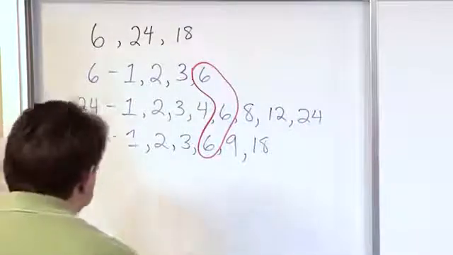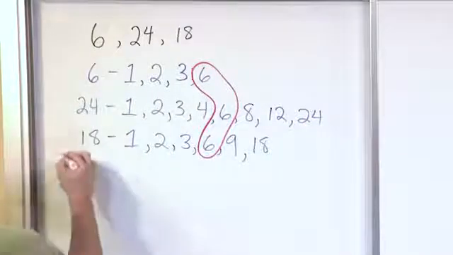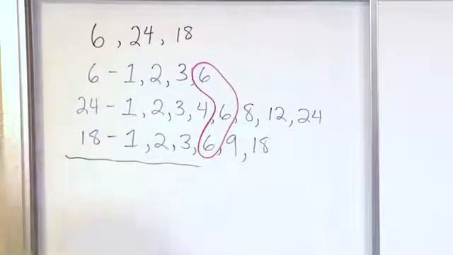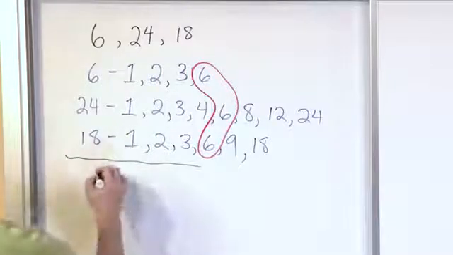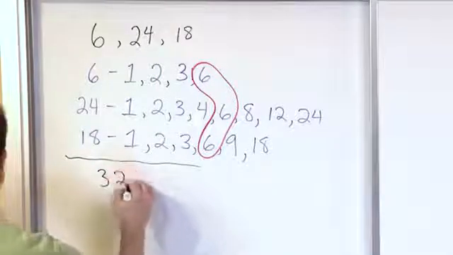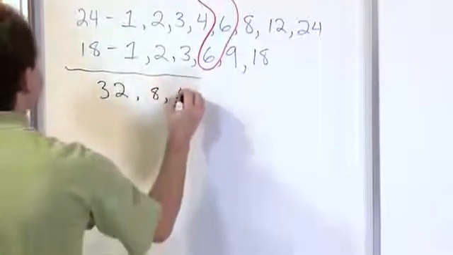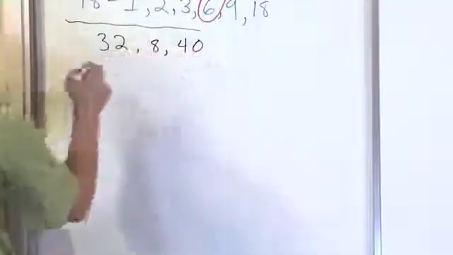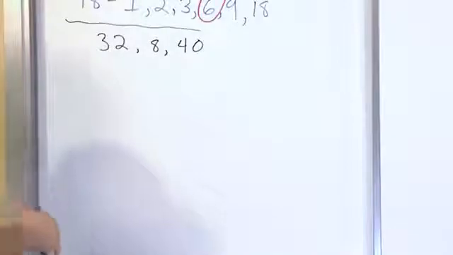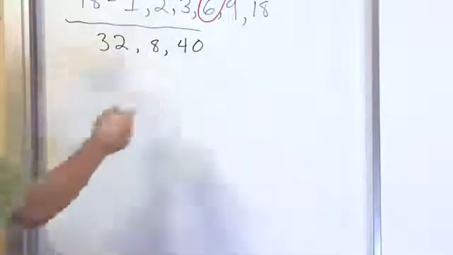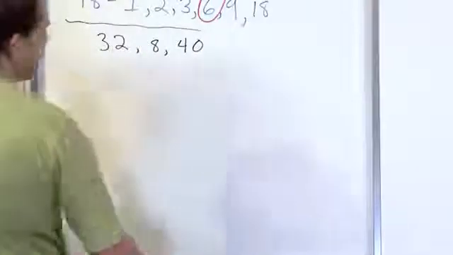Okay, the largest one that's common. So let's do another one here. Let's say we're going to find the greatest common factor between the numbers 32, 8, and 40. And of course, the larger the numbers that you have, the more factors you're going to have, because the more things can be multiplied together to give you that number.